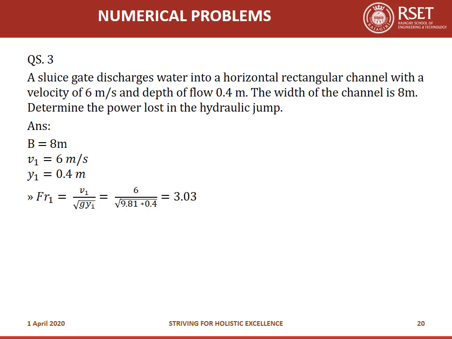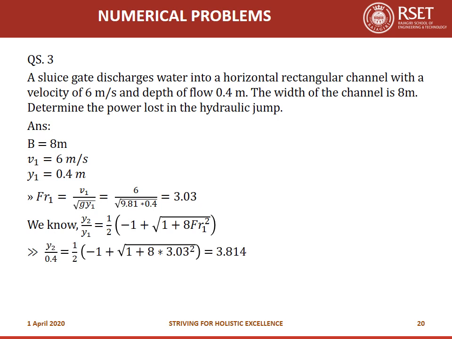So I'm going to calculate the Froude number upstream. I'm going to get V1 by root G Y1. Substituting, I will get the value of Froude number to be 3.03. So now I can find out the depth downstream by using the non-dimensional equation of hydraulic jump. Y2 by Y1 equal to half into minus 1 plus root of 1 plus 8 FR1 squared. I'll substitute the given values and I'll get Y2 divided by 0.4 is equal to 3.814, which means Y2 I will get as 1.526 meter. This is the depth of flow downstream.